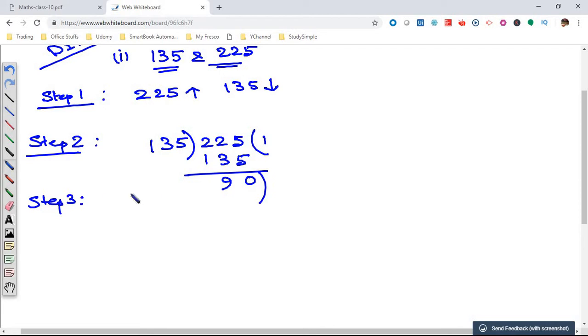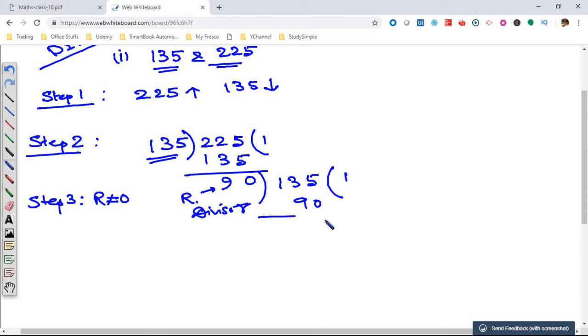Step number 3 is a checking step. This is a remainder, right? So if the remainder is not equal to 0, then keep on dividing, but this remainder becomes the divisor and this one becomes the dividend. So we again keep on doing division, 135 by 90. Step number 3 is again the same step. The remainder is not equal to 0, hence this becomes 90 and 2.